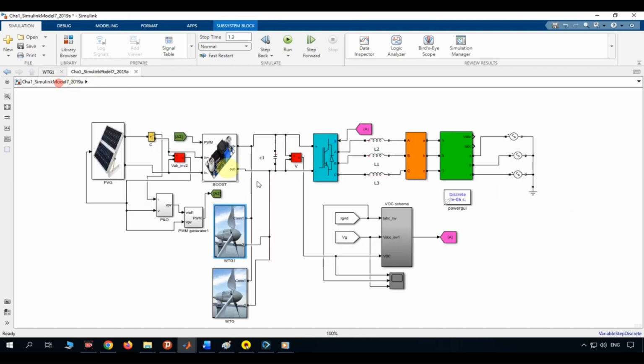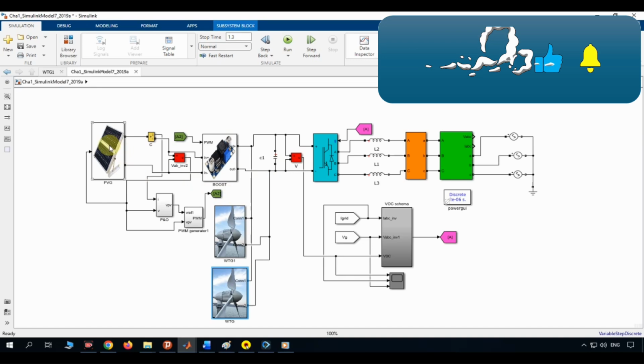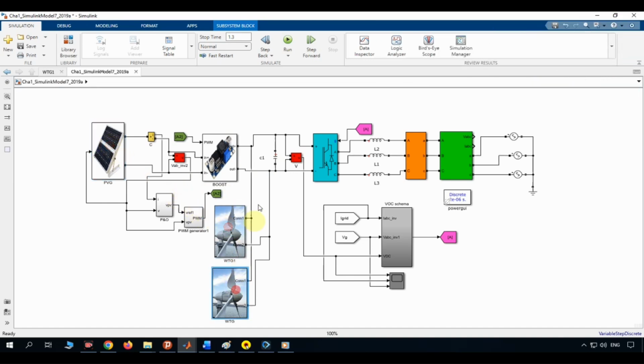Together with the photovoltaic string we explored earlier, this creates a true hybrid renewable energy system, combining solar and wind generation on a single, shared DC bus, feeding a common grid-connected inverter.